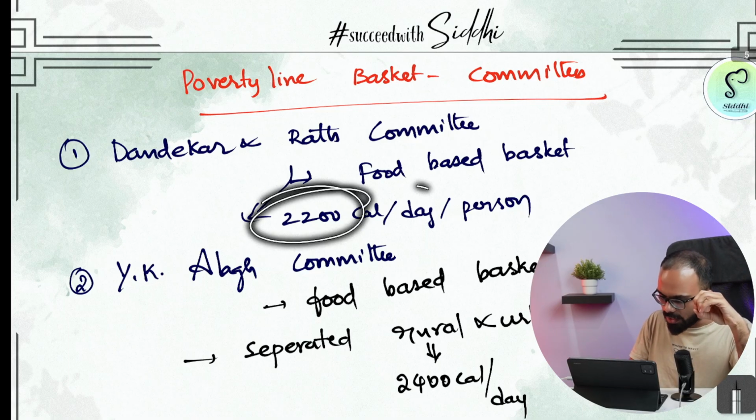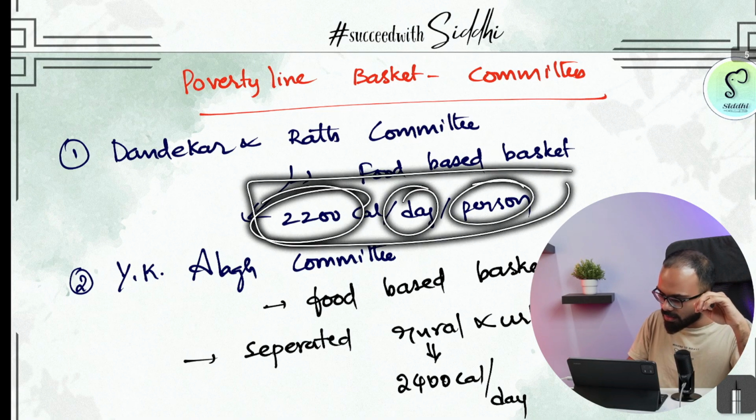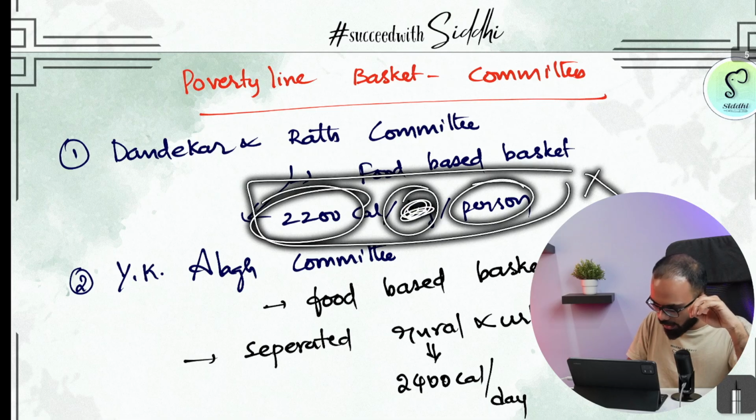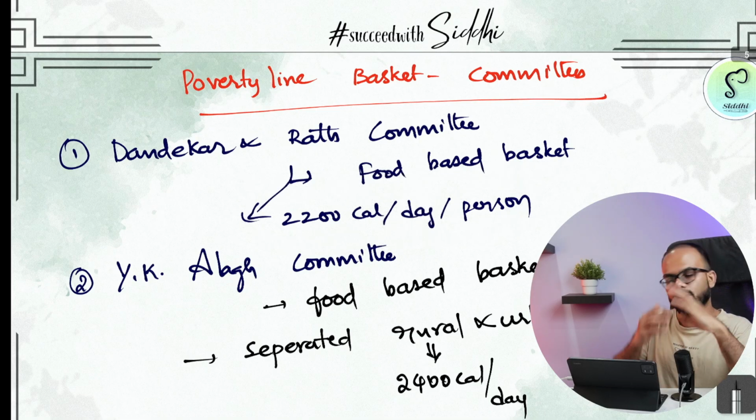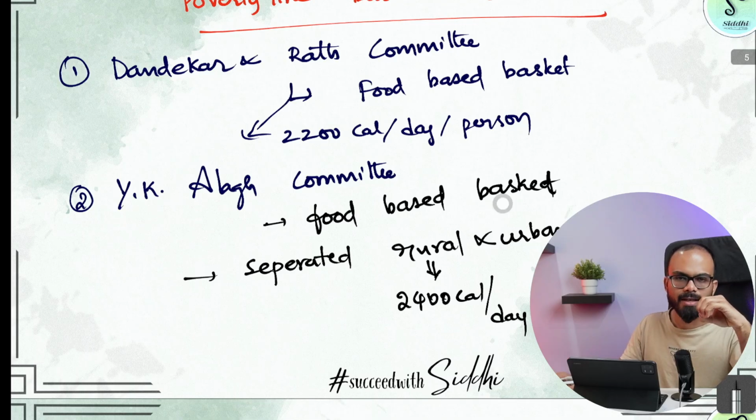If I say 2200 calories per day per person, then this is absolutely wrong. Per day is not right. Okay, 2200 calories on the whole. So this is the first one, that is Tendulkar and Rath committee.